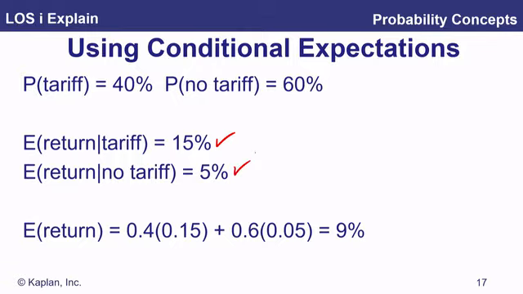It's just 5%. Here we're just using a simple probability weighted average. Our expected return, using these conditional expectations, is 9%. 40% chance of the 15% return, 60% chance of the 5% return, and that's where we get our expected return. But again, that's without knowing whether there's a tariff or not. That's our expectation. Once we know if there's a tariff or not, we can refine our expectations to either 15% or 5%.